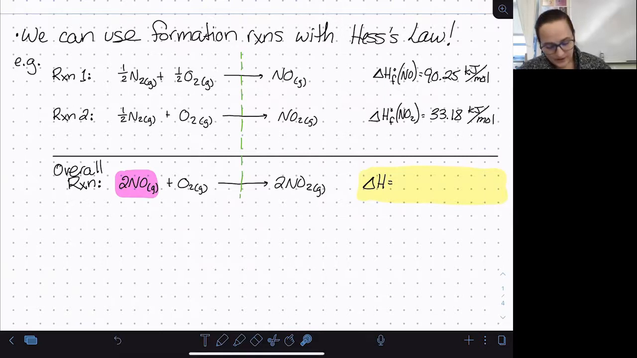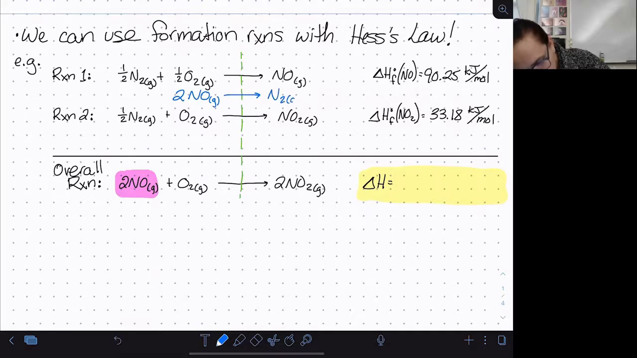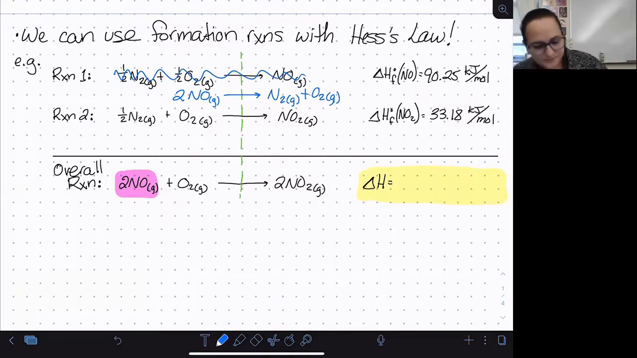So in order to make this useful to us, we're going to need to reverse this reaction to get NO on the left side where we need it. And we're going to need to double it because we need not 1 mole, but 2. And we've only got 1 over here. So when we do that, we reverse our reaction and double it, which is going to put 2 NO on the left, and then N2 and O2 on the right. So we don't need this version of the reaction anymore.